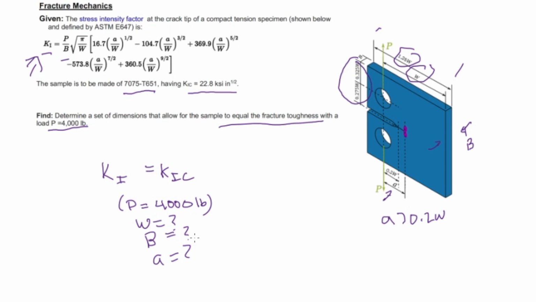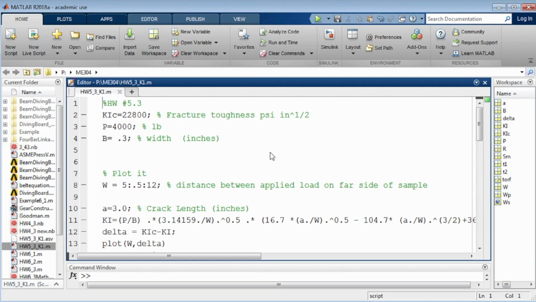So there are multiple solutions to this problem. And to do this, I used MATLAB, as I thought it would be a more efficient way of executing this equation many times. So we'll switch over to MATLAB now. So here we are in MATLAB, which I'm using to design this compact tension specimen geometry. And I went about it two ways.